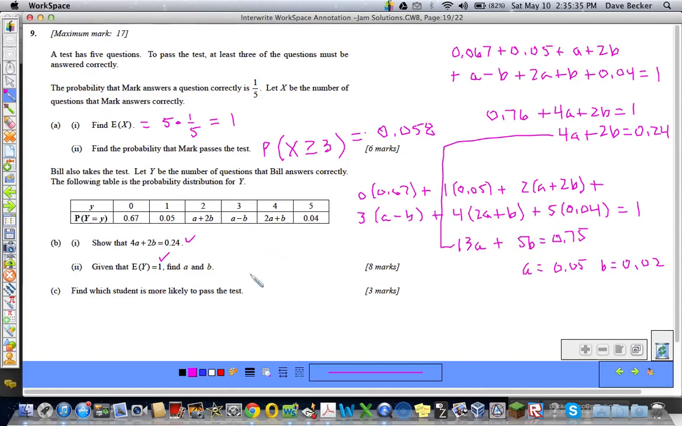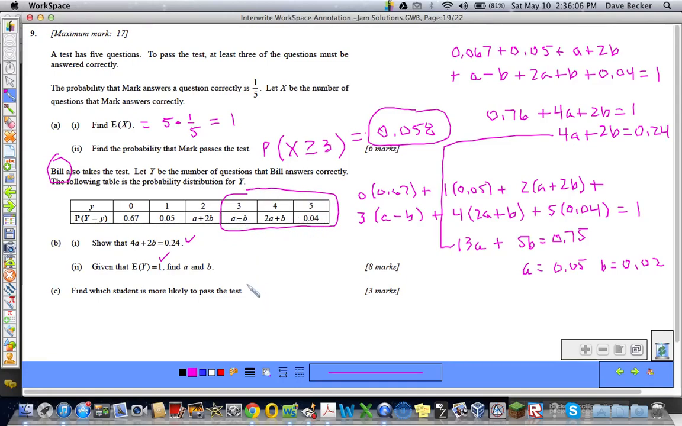Okay, so find which student is more likely to pass the test. Well, we already know that the likelihood that Mark passes the test is 0.058. So we have to find the probability of Bill passing the test. And this is so much easier than it looks, because you pass the test if you get 3, 4, or 5 correct. So I just have to add up these probabilities.